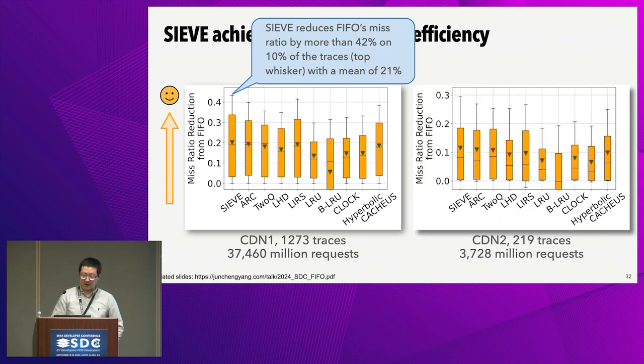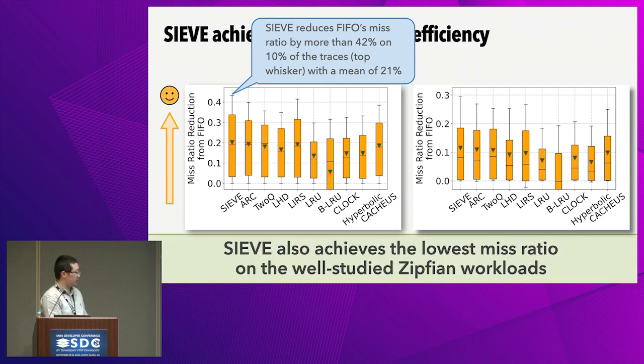These are different cache workloads. This one is from a CDN, this one from a second CDN. They have different numbers of traces and different numbers of requests. We see that SIEVE also performs better than state-of-the-art eviction algorithms. Besides these two production datasets, we find that SIEVE also achieves the lowest miss ratio on the well-studied CDN workloads.